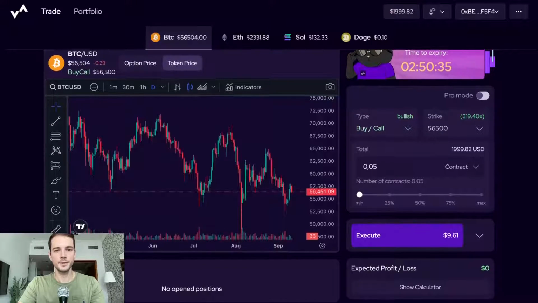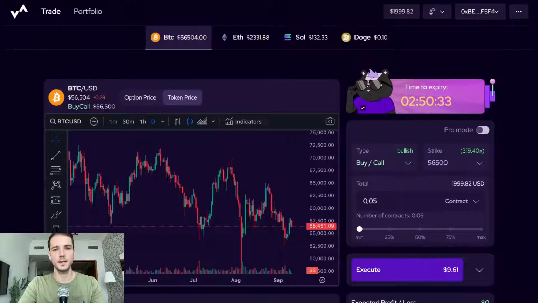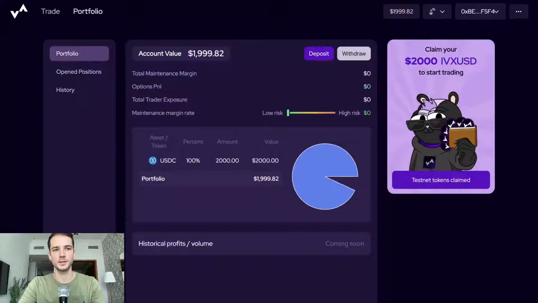The first thing you will have to do in order to trade is get some IVX tokens. You go over to the portfolio page, and on the right side you can claim your $2,000 worth of testnet IVXUSD. I already claimed mine. You just click there and approve the transaction. So you can claim those IVX tokens, and then you see under account value that your portfolio increased by roughly that amount. And that's basically all you have to do in order to start trading.